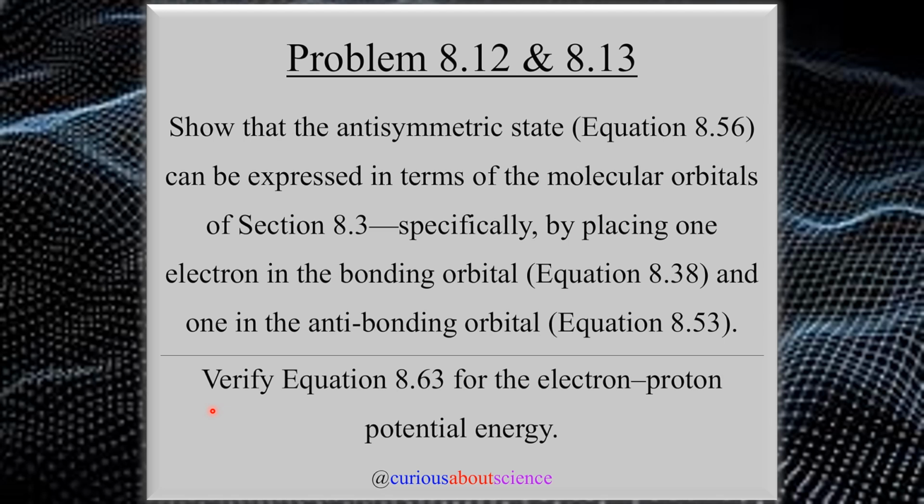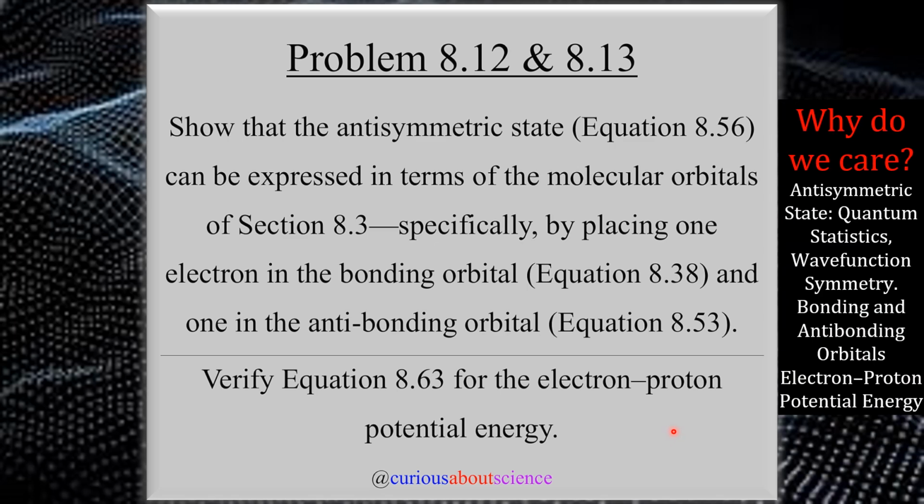And for problem 8.13, we want to verify equation 8.63 for the electron-proton potential energy, which requires that we use the antisymmetric state. So, why do we care? Well, the antisymmetric state keeps popping up. And remember, back in chapter 5 when we looked at the interaction of particles, electrons have to be antisymmetric under interchange. So if we maneuver them, we have to put a minus sign, and that's what the antisymmetric state tells us. This brings in a whole host of quantum statistics, whether it's Fermi-Dirac or Bose-Einstein.